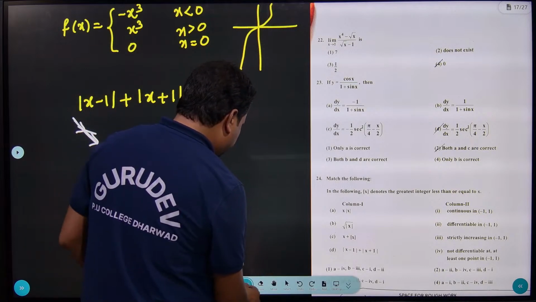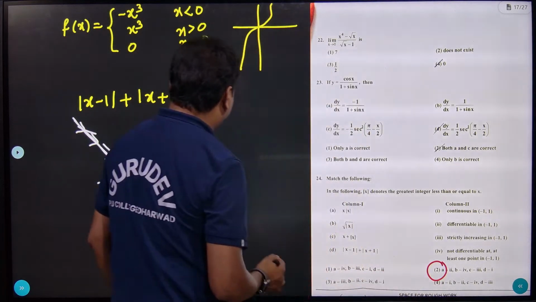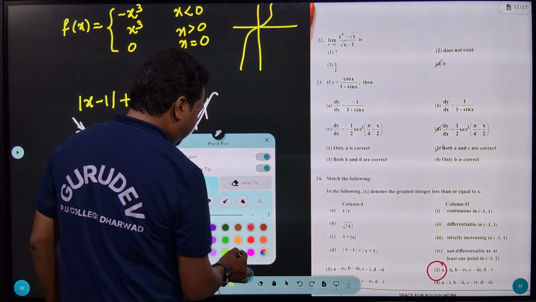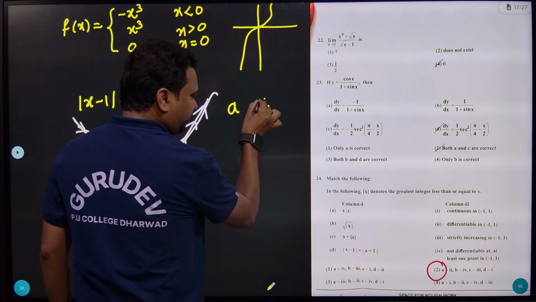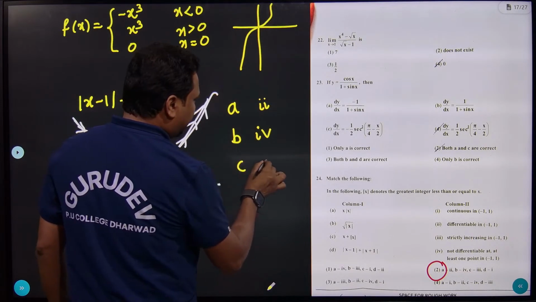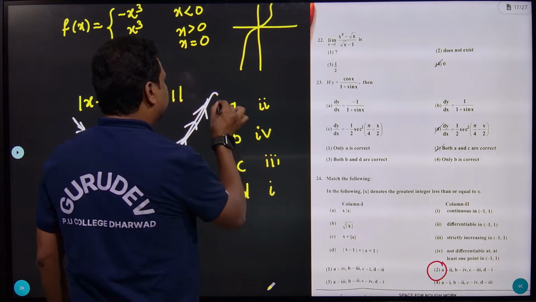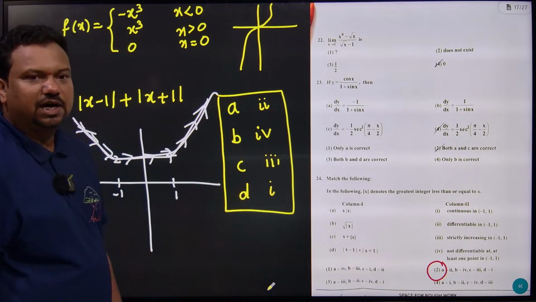Like this, if you cross check for everything, you will come to know that 2 is the right option. When I say 2 is the right option, please understand. A goes with the second one, B with the fourth one, C with the third one, D with the first one. D with the first one. That should be the right answer.